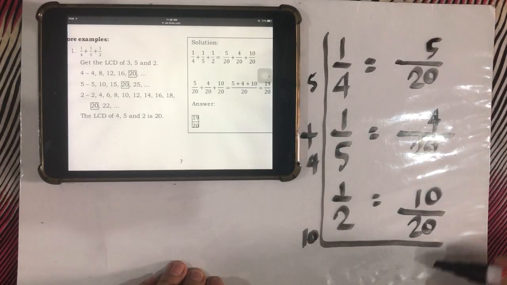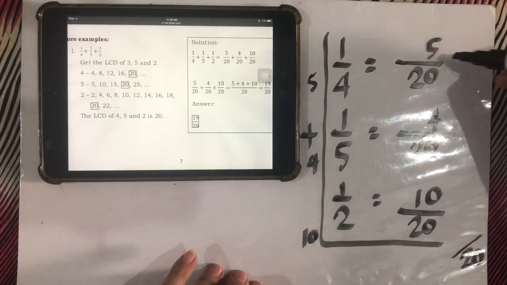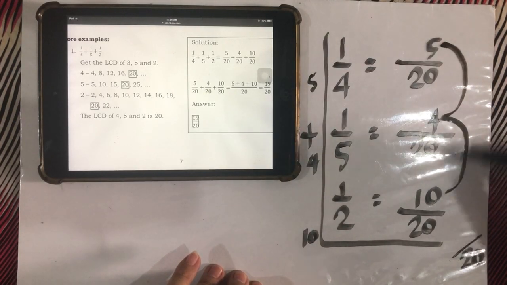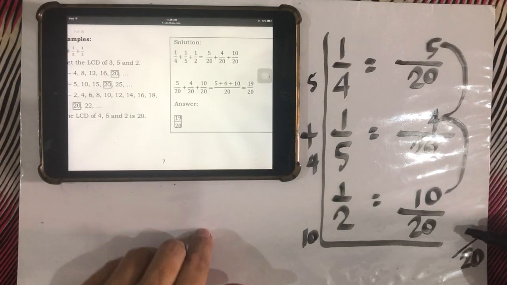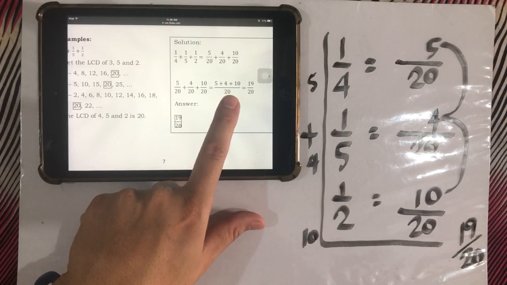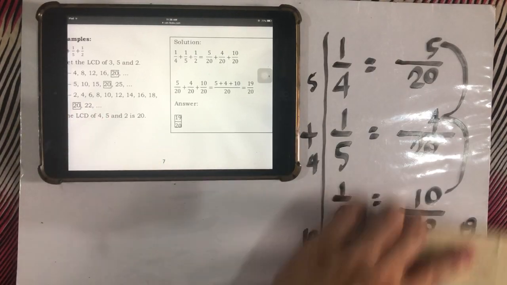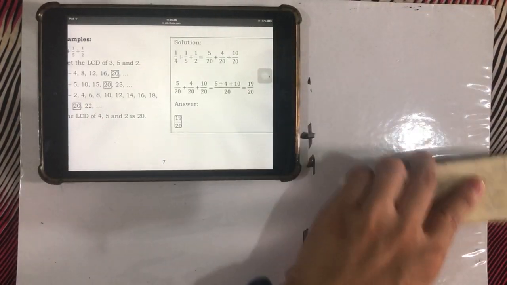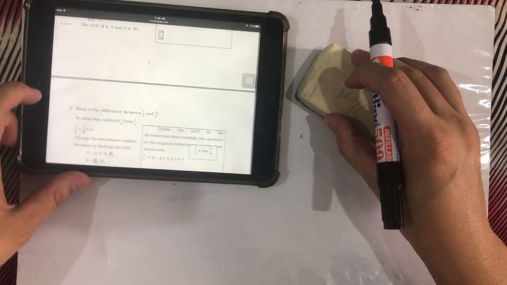The same denominator. Okay, diba? So, the same denominator sila. So, you have there 20. And then, syempre, add mo lang yung iyong mga numerator. 5 plus 4 plus 10, you have 19. Okay, that's 5, 4, and then 10. Kaya naging 19 over 20. So, yan yung ating solution. Okay? What else?